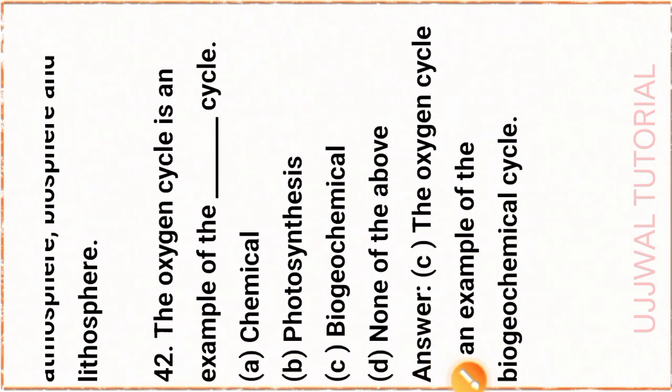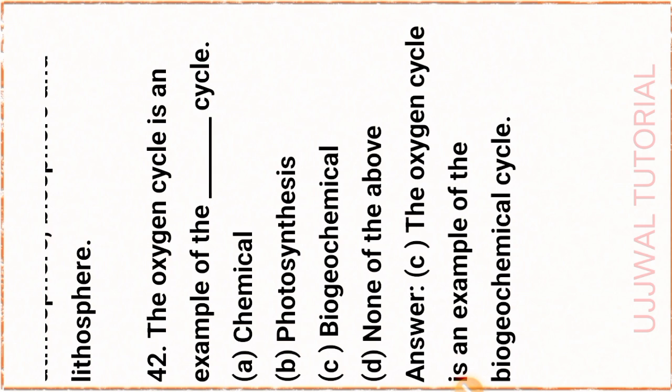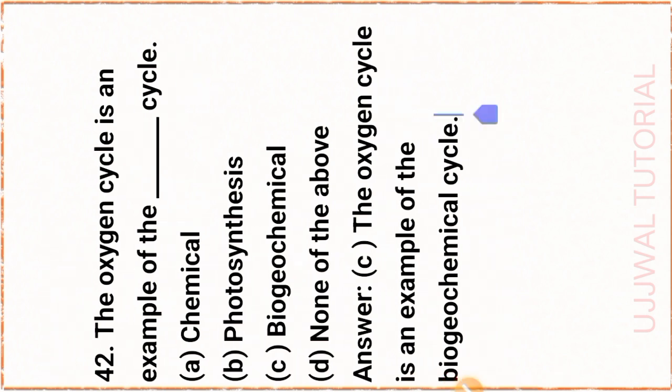Next question, question number 42. The oxygen cycle is an example of that cycle. That is option C, biochemical. The oxygen cycle is an example of a biochemical cycle.